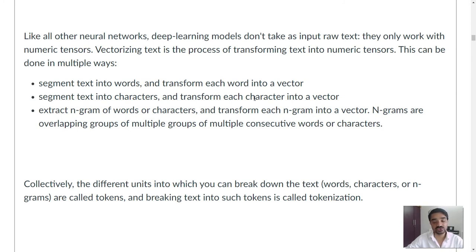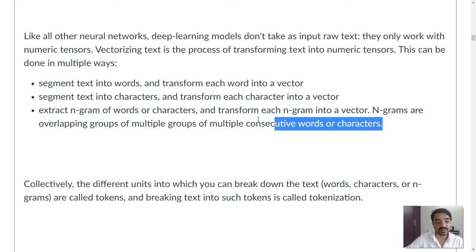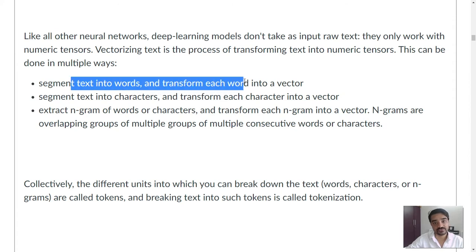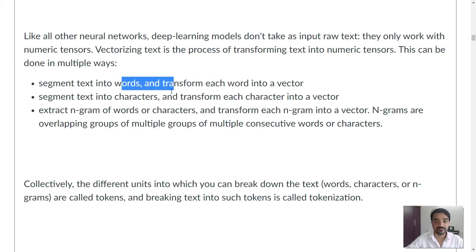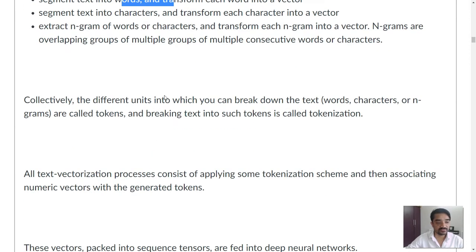N-gram basically means taking 2 or 3 or 4, that's n words together and creating a vector out of that. So this is another approach, and again not followed, because none of the other methods are actually showing any improvement over word-level embedding. Now, collectively, the different units into which you can break down the text, words, characters, or n-grams, are called tokens, right? And breaking a text into such tokens is called tokenization. So the first step is we take the text and convert it into tokens, and the second step is to take the tokens and convert them to embeddings, right?